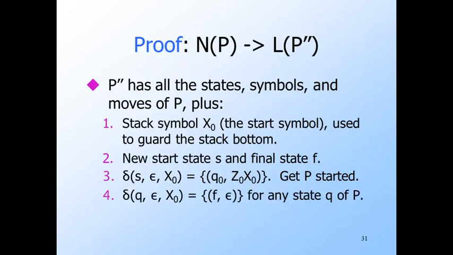Once in the states of P, if P double prime ever sees the guard X0 at the top of the stack, it knows P is accepted. P double prime therefore goes to its own final state without reading any more input, and therefore accepts by final state the input that P accepted by empty stack.